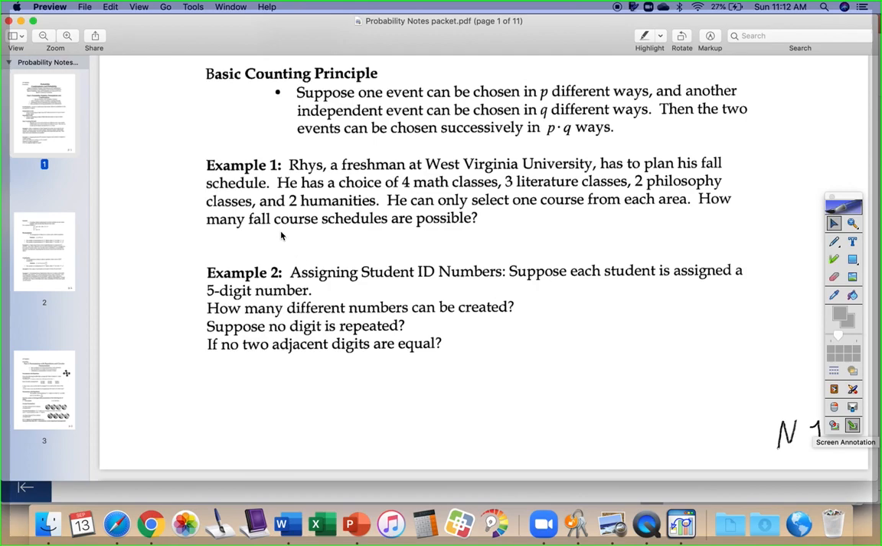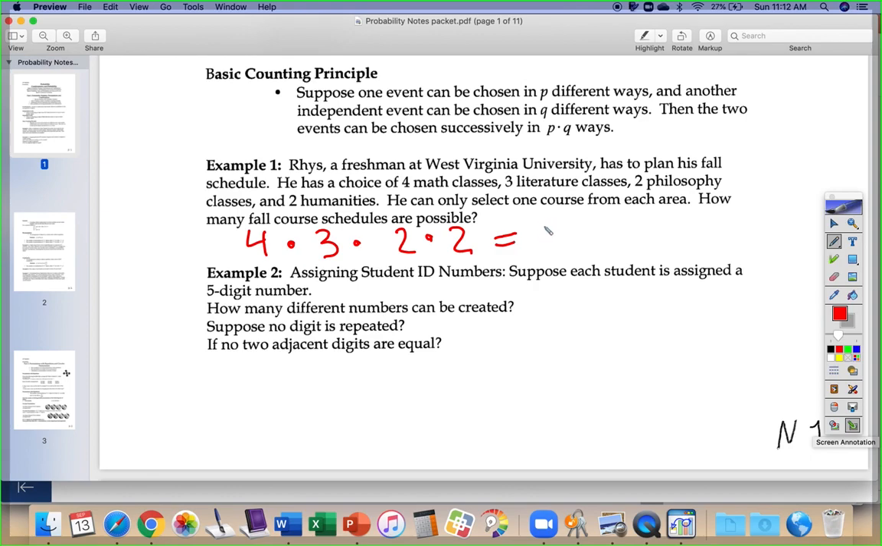So the basic counting principle says, hey, I need to pick a math class. How many math classes can I pick from? Well, I have 4 math classes to pick from. I have 3 lit classes. I have 2 philosophy and 2 humanities. And the counting principle says, hey, just multiply the outcomes possible. So 4 times 3 times 2 times 2.